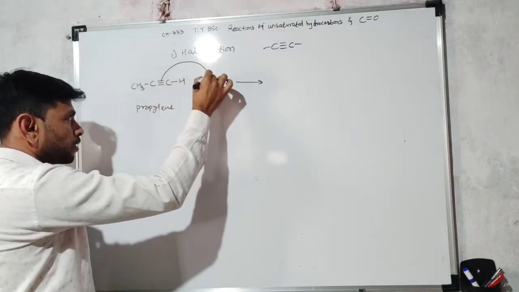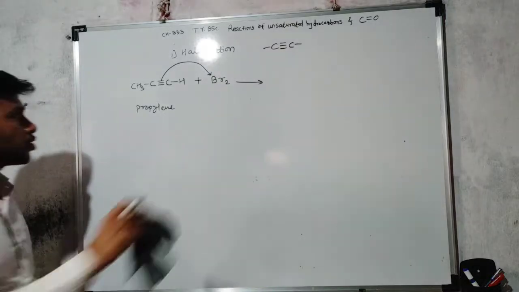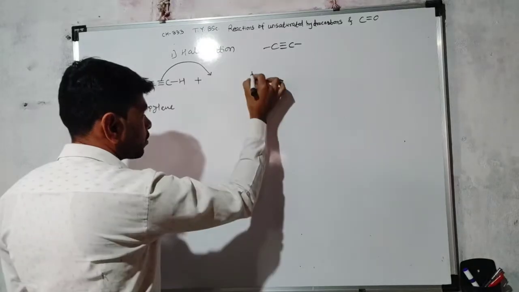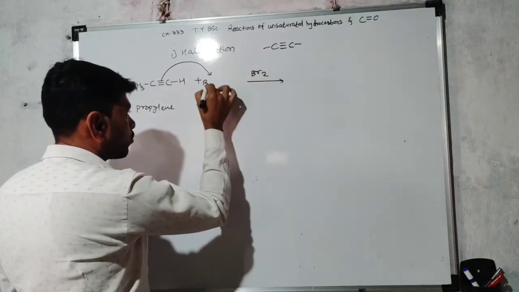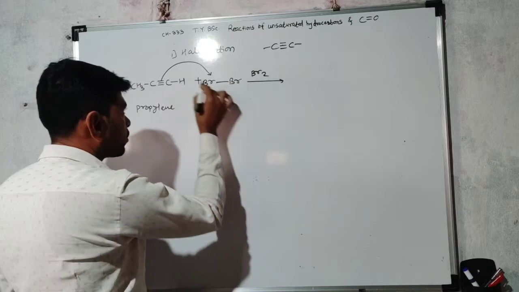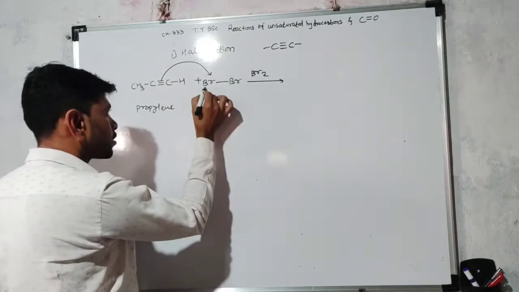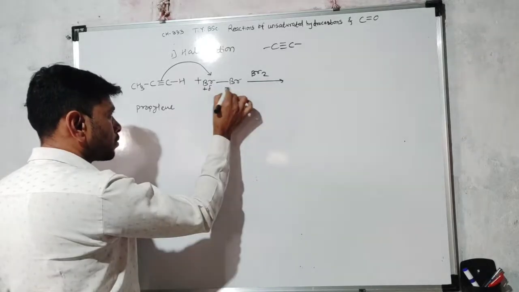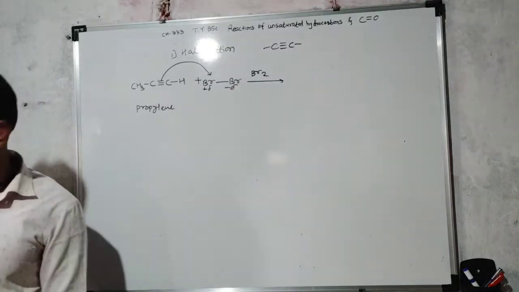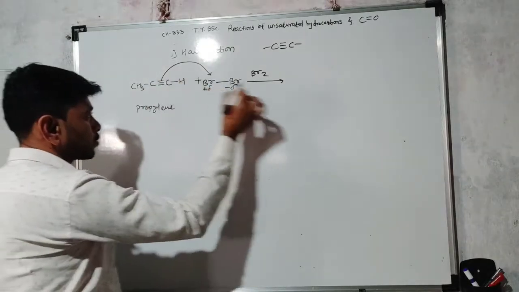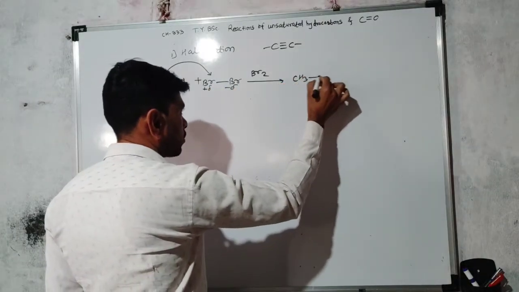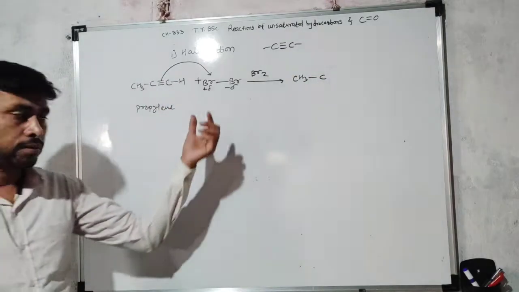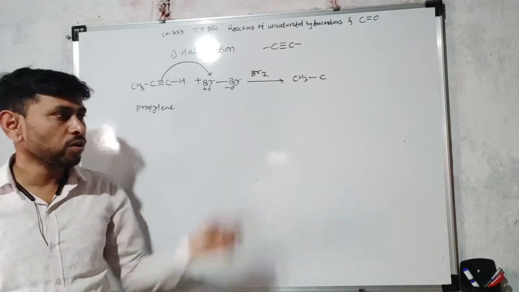Where the addition of Br2 takes place, polarization of Br2 takes place when electron density gets transferred here. Polarization of this halogen takes place. So here CH3-C triple bond. Now this addition takes place according to Markovnikov's rule.